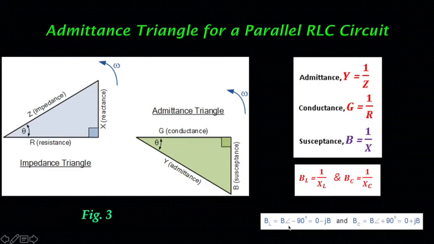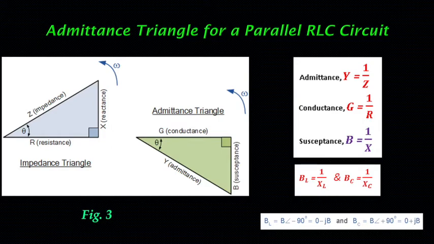BL is a negative value, so we can write B angle is minus 90 degrees. So 0 minus jB. For the minus sign, this is minus. BC equals B angle positive 90 degrees. For this positive sign, this is 0 plus jB.